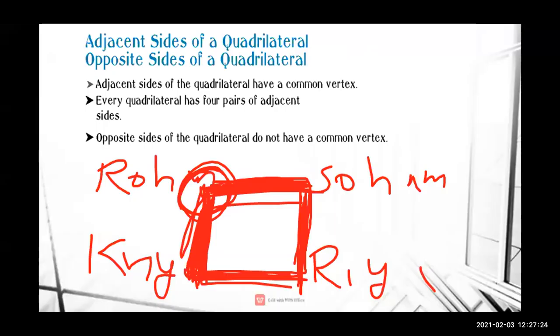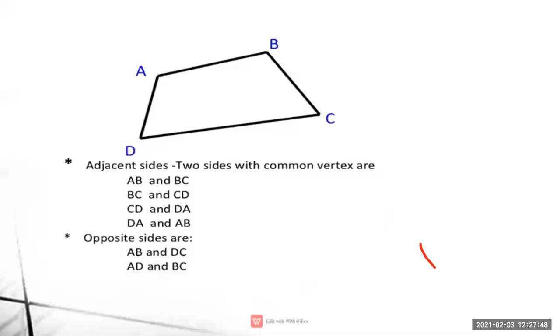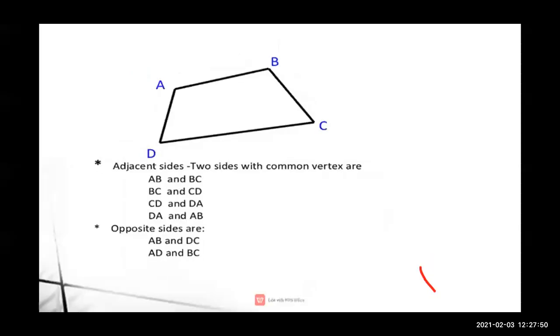The last one: opposite sides of a quadrilateral do not have a common vertex. There will be no common vertex when we are writing the opposite sides of a quadrilateral. Now we will see one more example. With one example I am going to explain what the adjacent sides and what the opposite sides are.